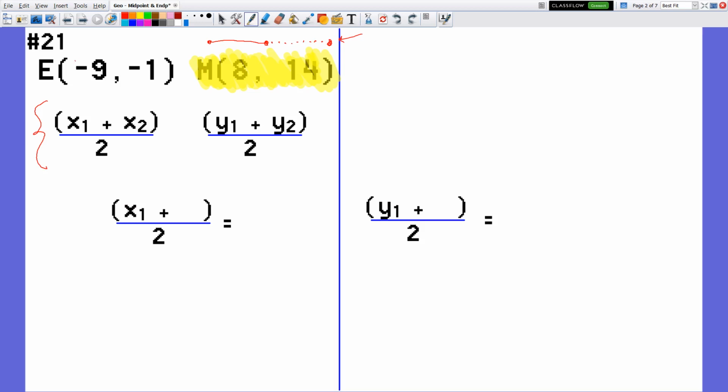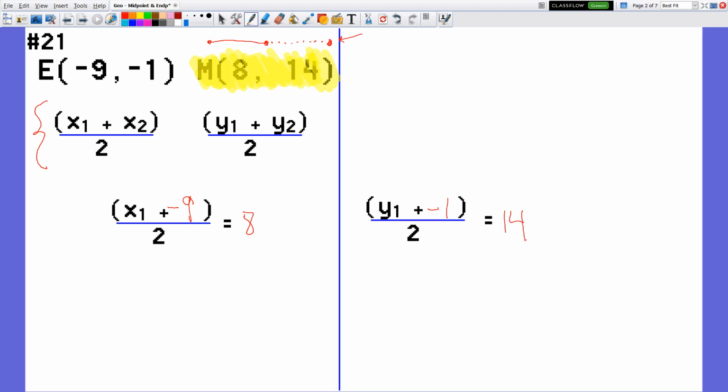So endpoint, -9, this is the x value. So I'm going to put -9. And then this is our y value, -1. Now, what does it equal? Well, whenever we solved the midpoint, this was the answer we got. X was 8 and y was 14. So I'm going to bring this 8 down with our x values. That's what we said it equaled. And then I'm going to bring this y value down here.